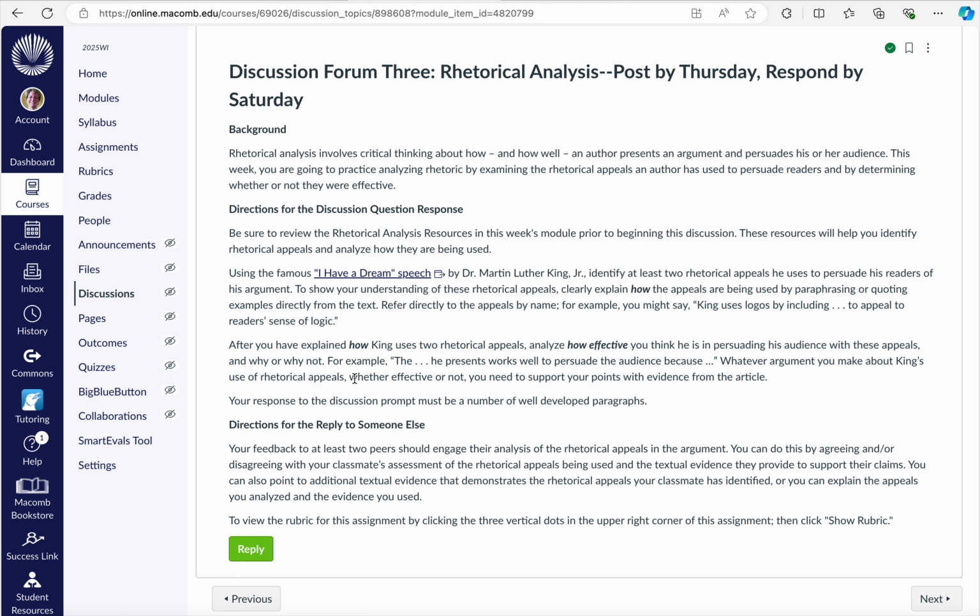So he uses logos, and then you should be able to come up with an example of how he's used logos. And you also want to think about why the use of logos in this way is effective, or it could be ineffective. Similarly, if you chose pathos, you want to not only describe that he uses pathos, but what's an example from the speech that shows his use of emotion, and then why is it important that he did it that way, that he used pathos in his speech. So you're going to respond to this question, and this response must be a number of well-developed paragraphs. I would say in the 300 to 400 word range.